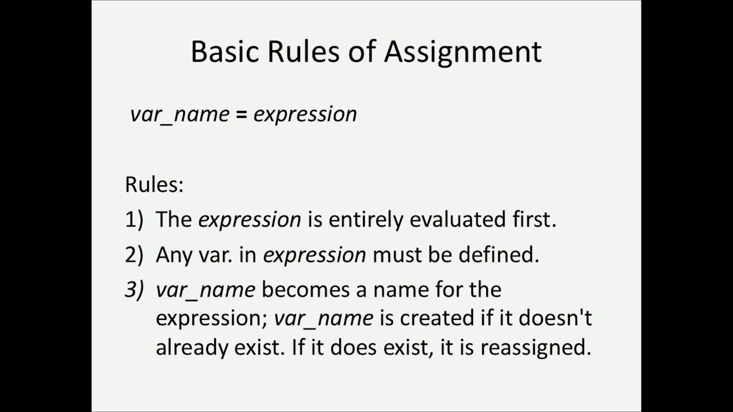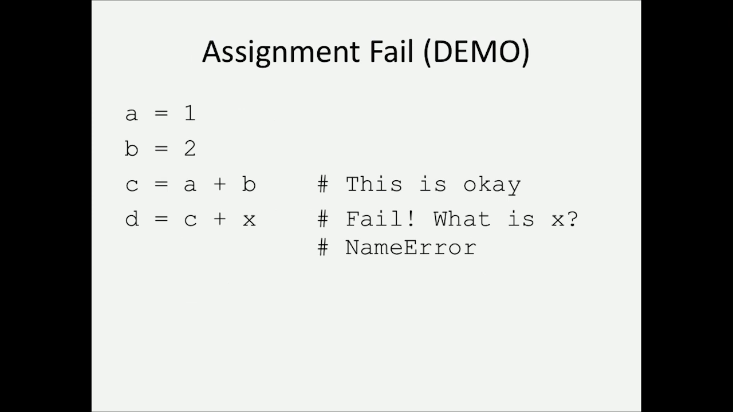What you do to create a variable is you assign a value to it. It says, oh, this is a name for this value, whatever it is, and then it's happy. And now you've created the variable, and you can now use it in other assignments. So let's take a look at how that works and how it can fail.